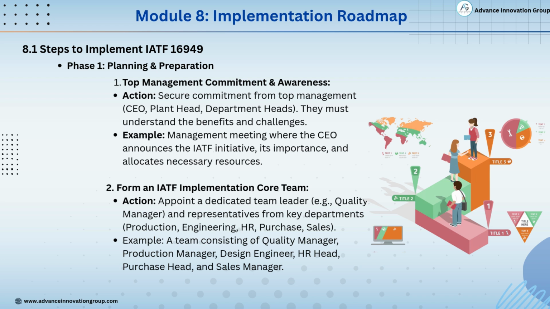Now, moving to the second step. 2. Form an IATF implementation core team. The action here is to appoint a team leader, for example, the quality manager, and bring together representatives from all major departments, like production, engineering, HR, purchase, and sales. Example: a core team might include the quality manager, production manager, design engineer, HR head, purchase head, and sales manager. This core team will lead the planning, coordination, and execution of the IATF implementation.